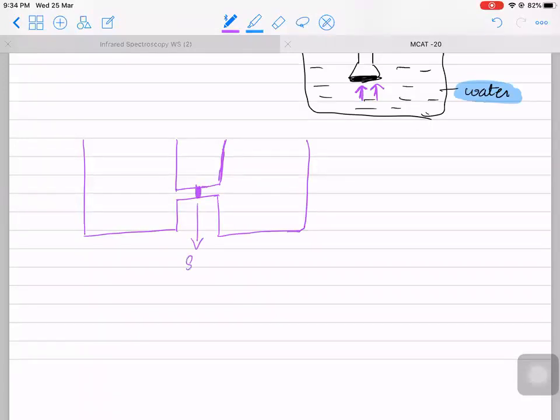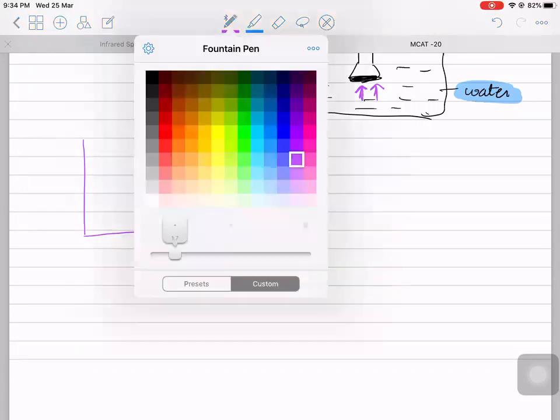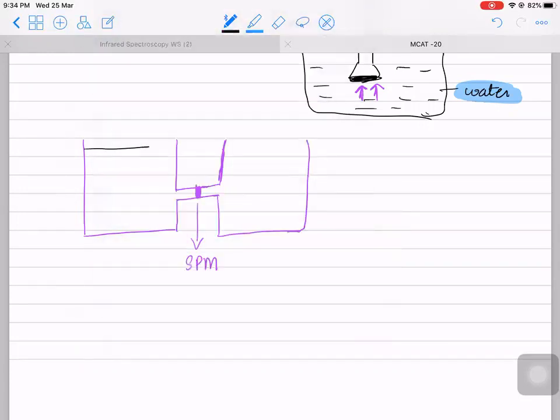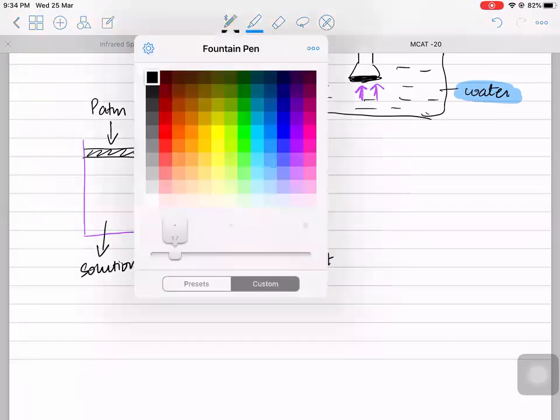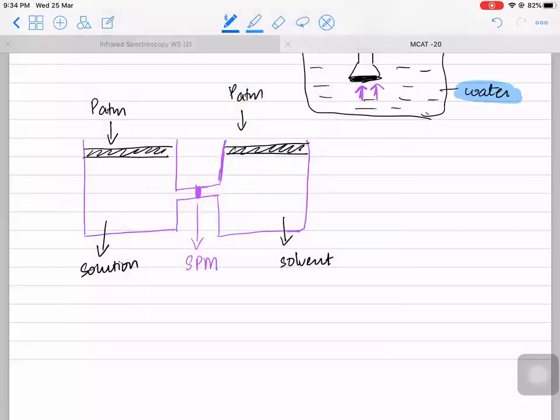We call this SPM, semi-permeable membrane, right? Over here you have pressure acting on it, say. Over here we have atmospheric pressure, and over here we have atmospheric pressure too, right? Over here we have the solution, and here we have the solvent. Let's just say the solvent is water. The osmosis will be occurring in this direction, right?